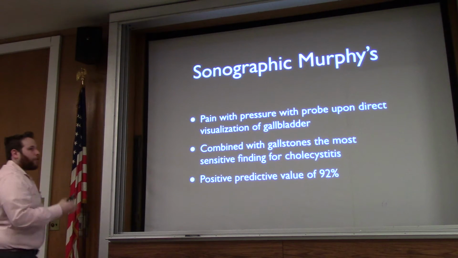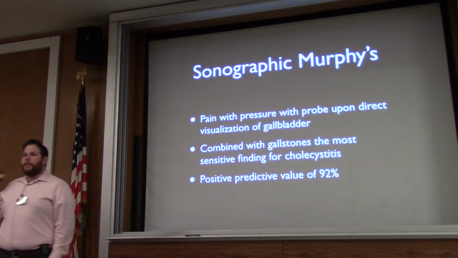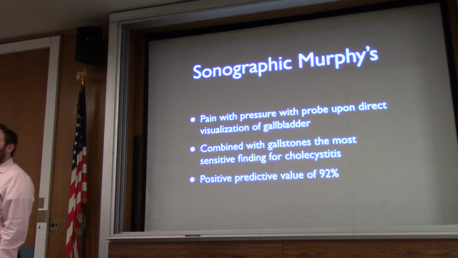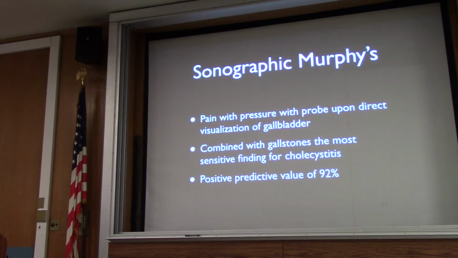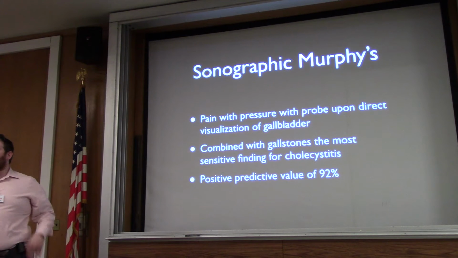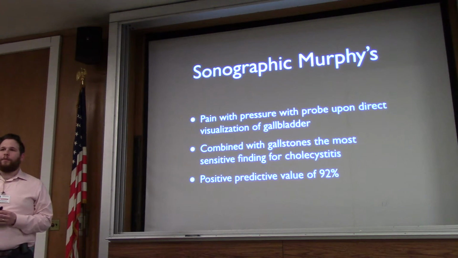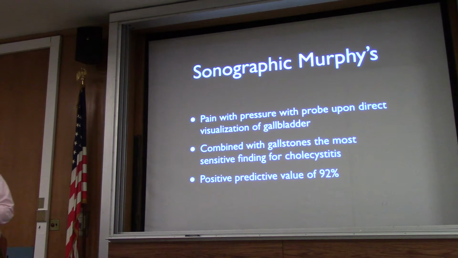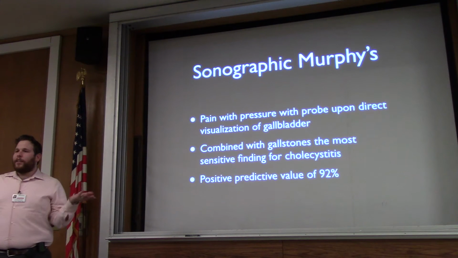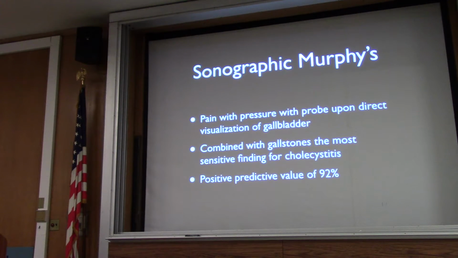All right, so the sonographic Murphy sign. This is the most important finding in addition to gallstones when you're thinking about cholecystitis. Now this is not to be confused with the Murphy sign on physical exam, which I think is a complete waste of time. They love to teach it in medical school, but it has no sensitivity and no specificity, and is completely useless. So I don't do it.